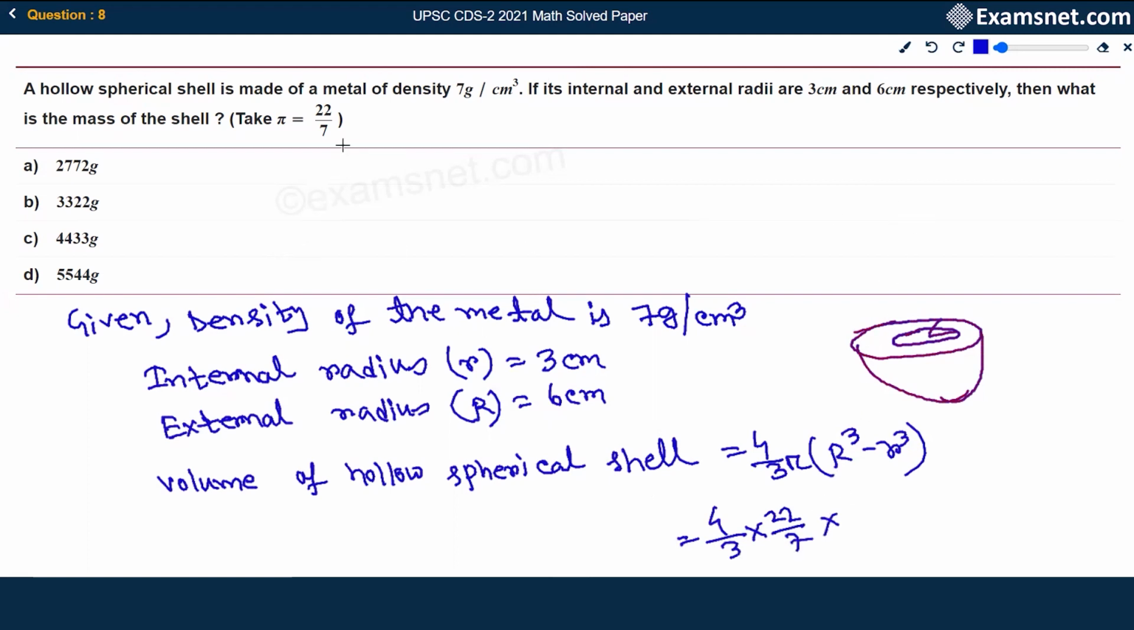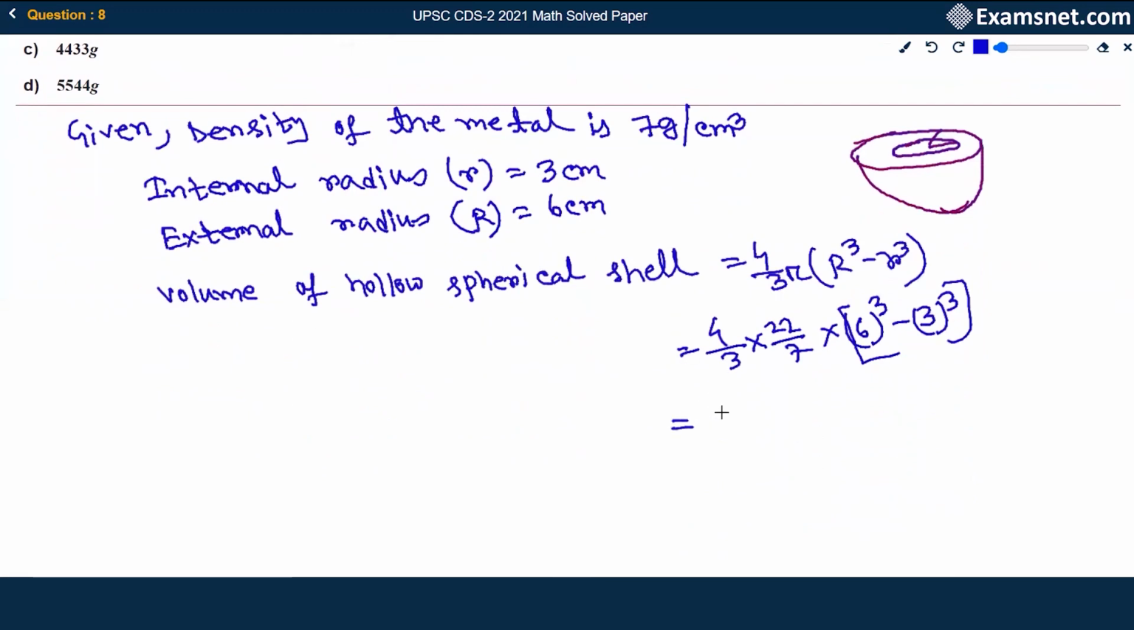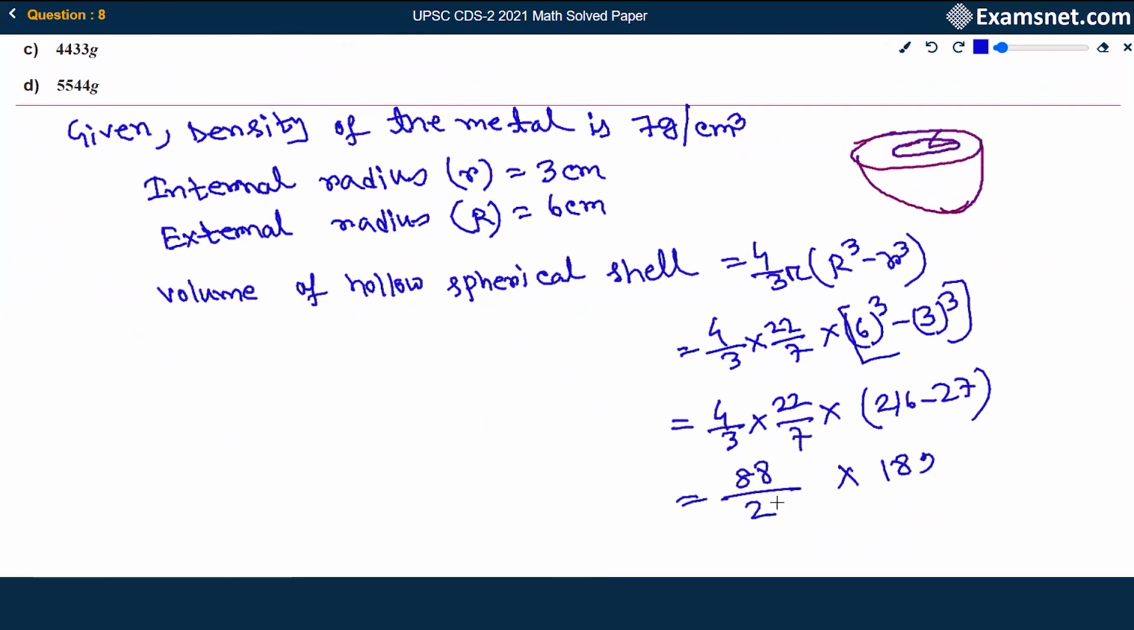Next, we will use 22 by 7 in place of pi. Here r cube is 6 whole cube minus 3 whole cube. So this will give us the value 27, 189, 88 by 21, 9 and 792 centimeter cube. Now, what is the relation between mass, density and volume?